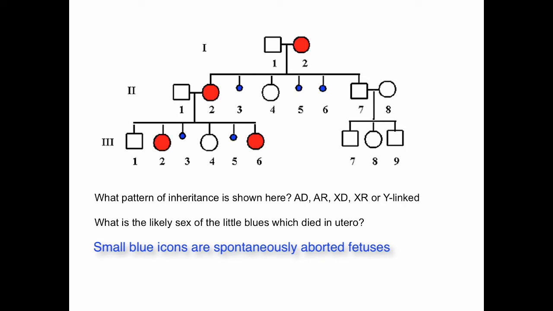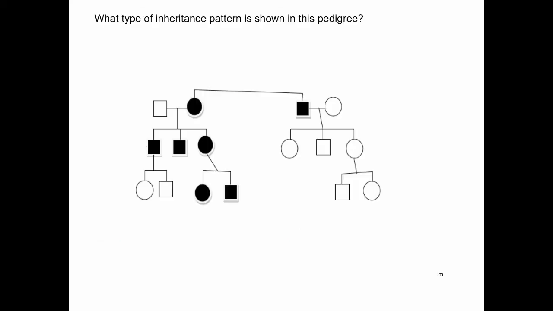This suggests that it's an X-linked disease, and since we see a lot of aborted fetuses, it's probably an X-linked dominant disease, and the males probably died in utero. What type of inheritance pattern is shown in this pedigree? Here we're seeing inheritance only through the maternal individuals. This is likely a mitochondrial inheritance pattern.